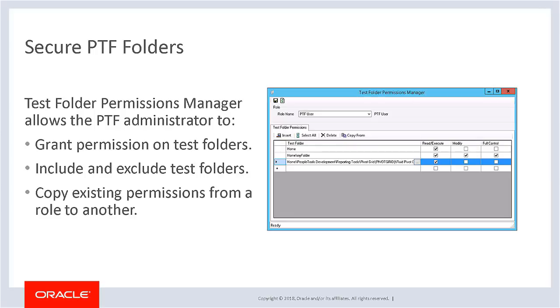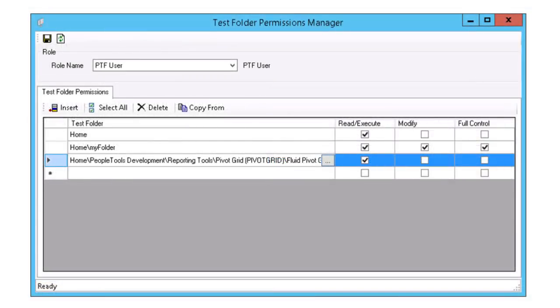Only PTF administrators have access to the folder permissions. Test Folder Permissions Manager also allows you to include or exclude test folders. You can also copy permissions from an existing role to another role. This completes our discussion of Lifecycle Management enhancements.